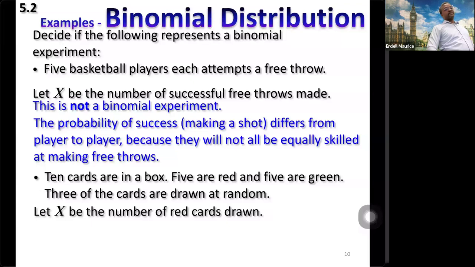All right, there are 10 cards in the box. 5 are red, 5 are green. 3 cards are drawn at random. Is this a binomial distribution?